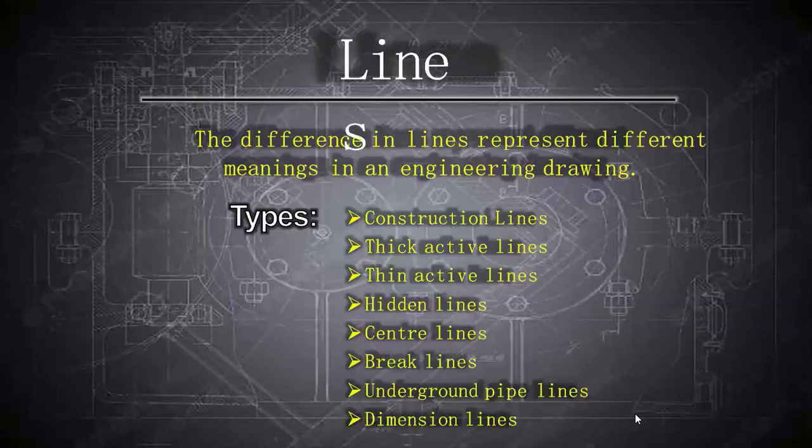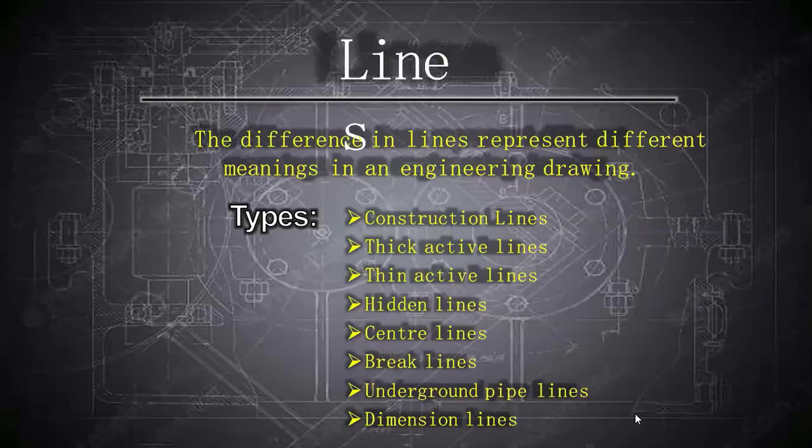So these are the contents: what is a line, different types of line, purpose of line, major line of work, and assignment. Basically, I have given one assignment also in this lecture. If we are talking about the different types of line, there are various types: construction line, thick active lines, thin active lines, hidden lines, center line, break lines, underground pipeline, and dimension line. Let us discuss them one by one.